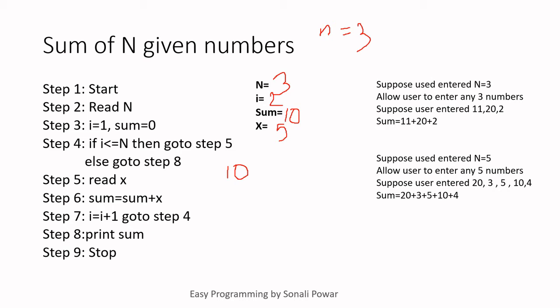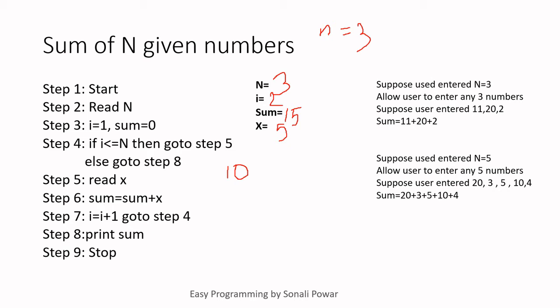उसके बाद मैंने लिखा है in the step number 6 I said that sum is equal to sum plus x. So 10 plus 5 it becomes 15. So updated value of my sum is 15. अभी मेरा sum हो गया 15. This is my updated value.